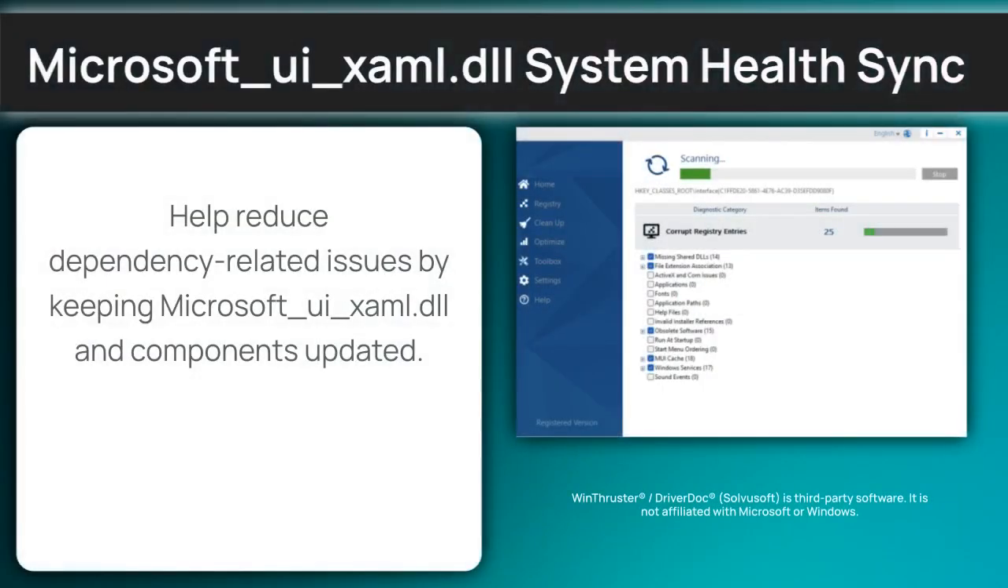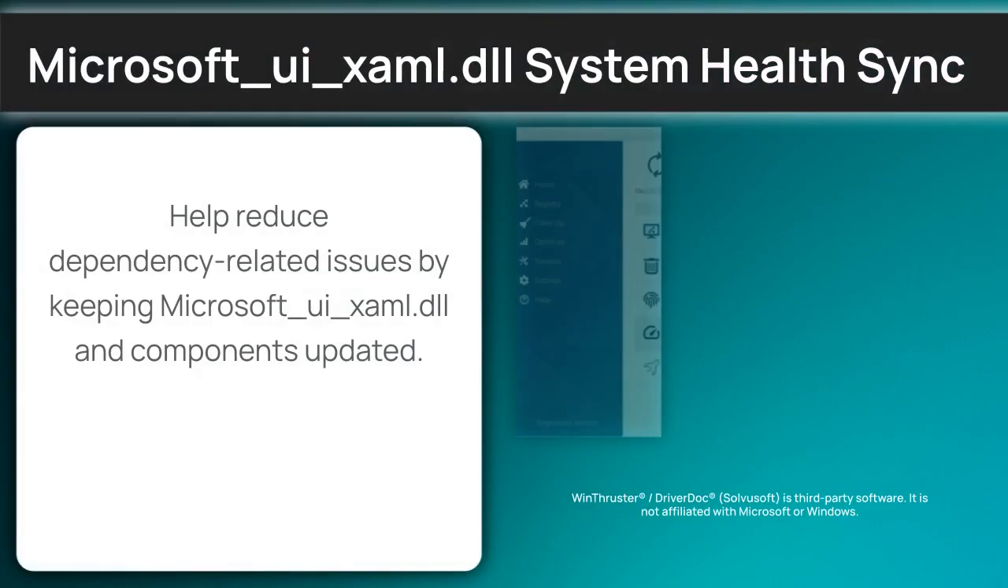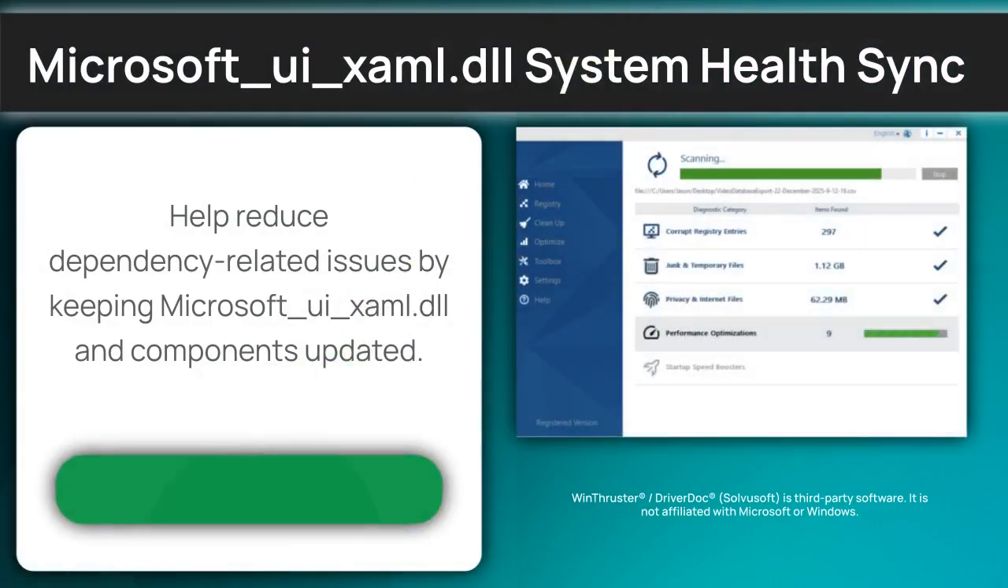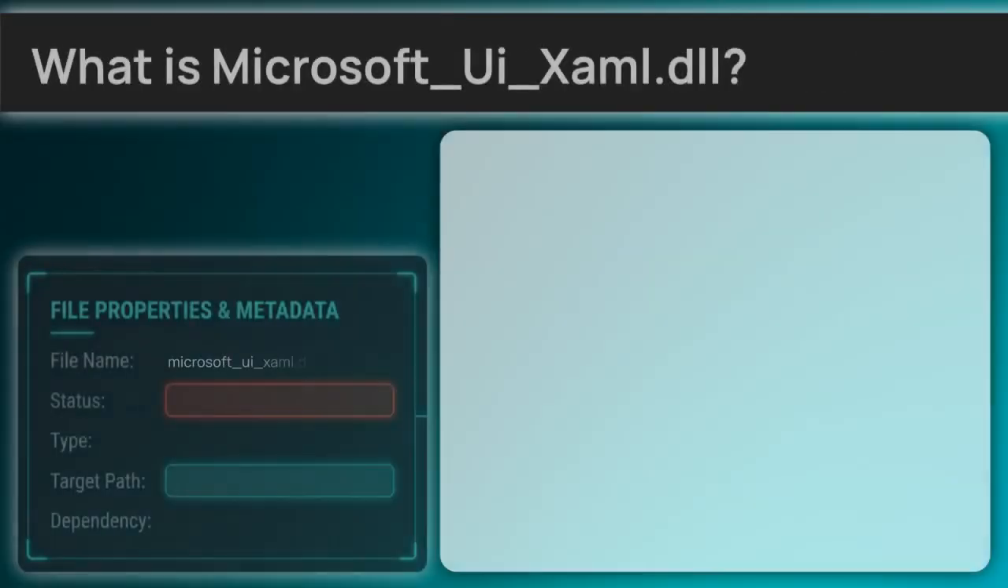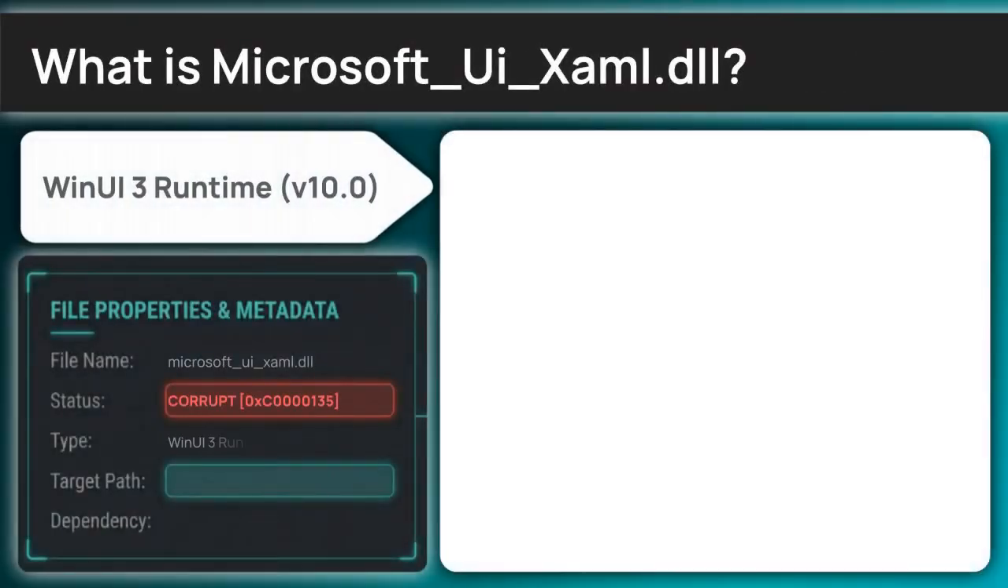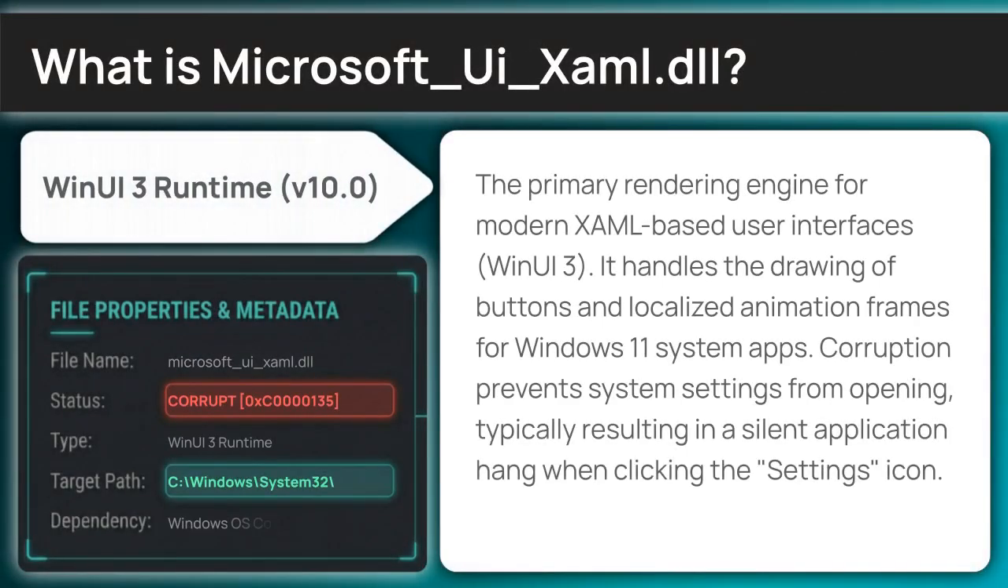As we get into the manual process for Microsoft User Interface XAML module, you can find a professional maintenance utility for environment stability. This is the Microsoft User Interface XAML module, the primary rendering engine for modern XAML-based user interfaces, WinUI 3. It handles the drawing of buttons and localized animation frames for Windows 11 system apps. Corruption prevents system settings from opening, typically resulting in a silent application hang when clicking the settings icon.